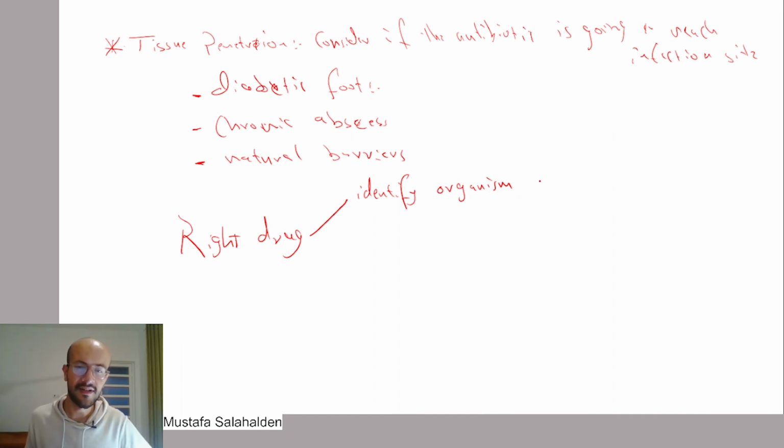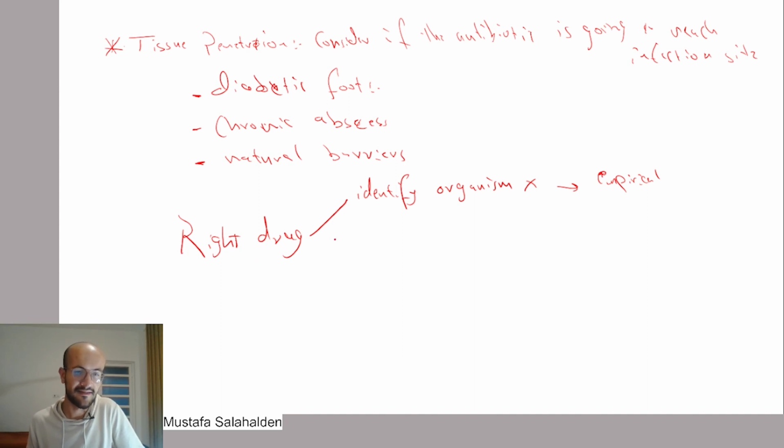If you can't identify the organism, you can go into empirical therapy, which is giving antibiotic without knowing the organism. You just assume or expect the organism, depending on several things that I talked about in the previous slide.